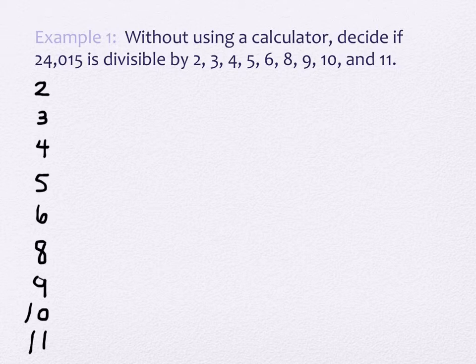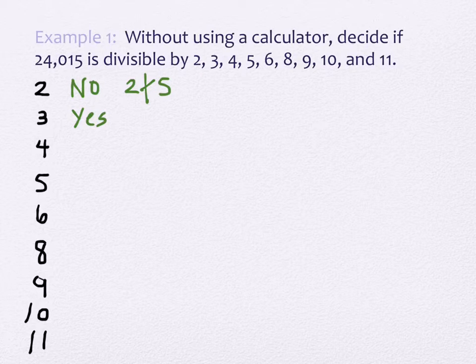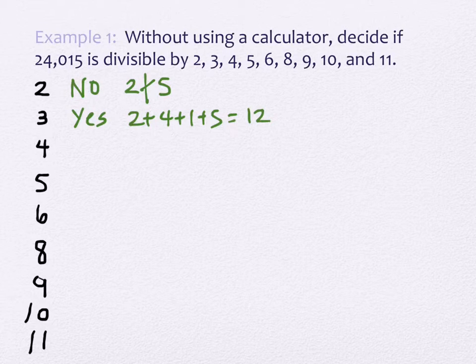So is it divisible by 2? No. Why not? Because of the 5 at the end. The 2 does not divide the 5 that's at the end of the number, right? How about 3? Yes. Why? 2 plus 4 plus 1 plus 5 is 12, and 3 does divide 12.